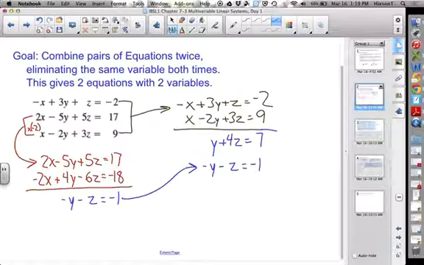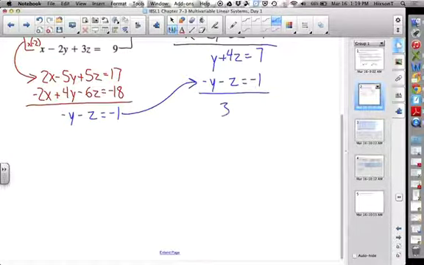In this case, you'll notice the y and the minus y are set up nicely so that we can add those together. And we get 3z equals 6. So z must equal 2.